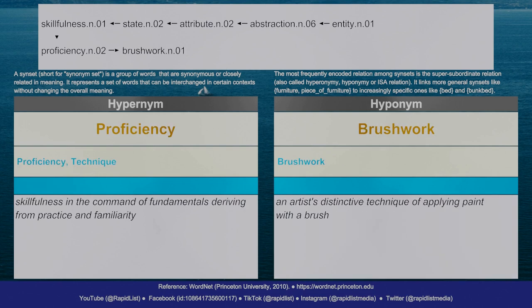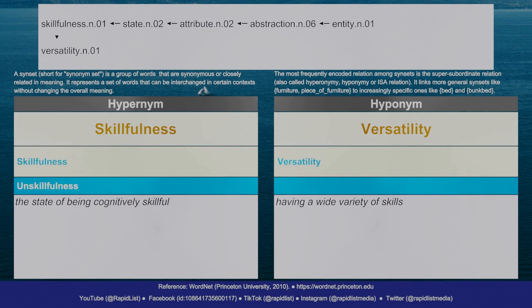Brushwork. An artist's distinctive technique of applying paint with a brush. Musketry. The technique of using small arms, especially in battle. Versatility. Having a wide variety of skills.